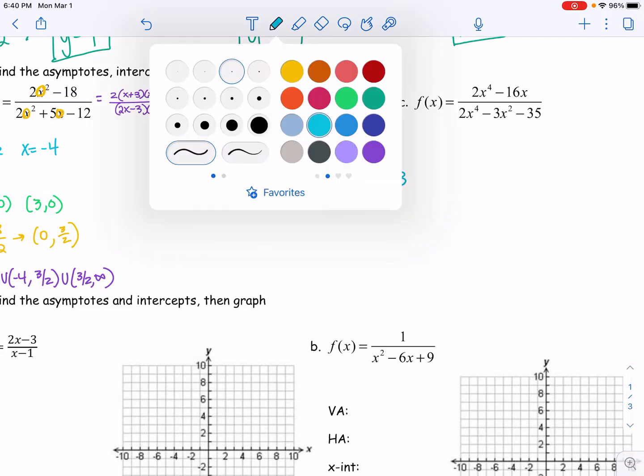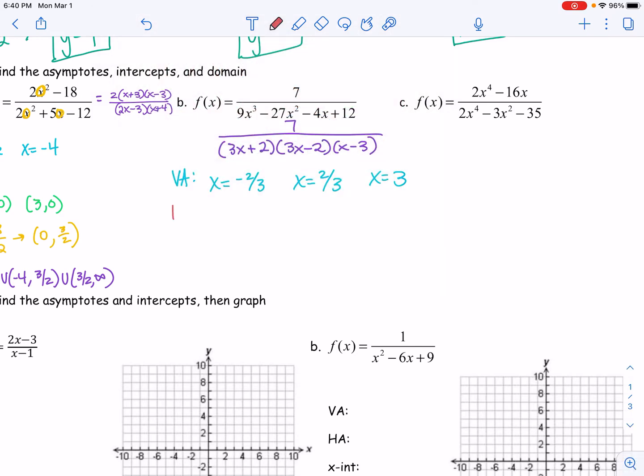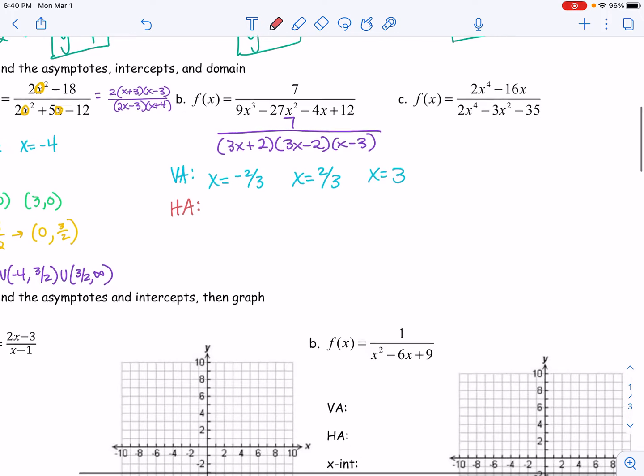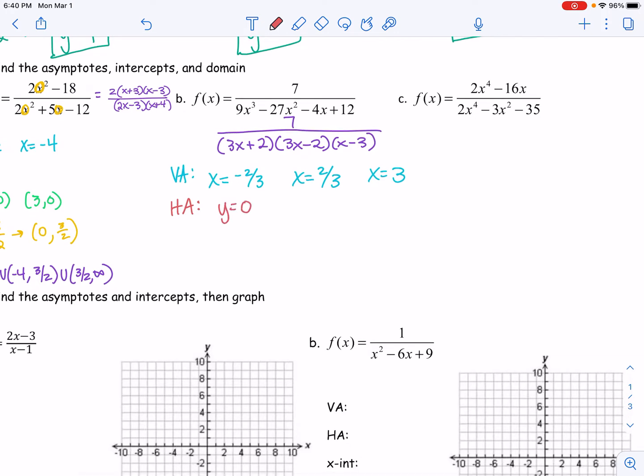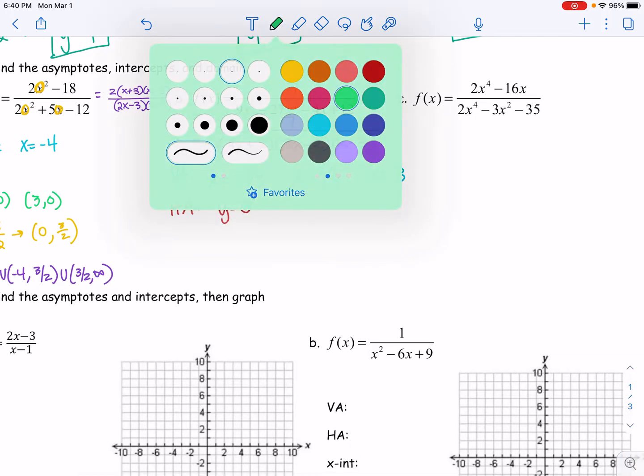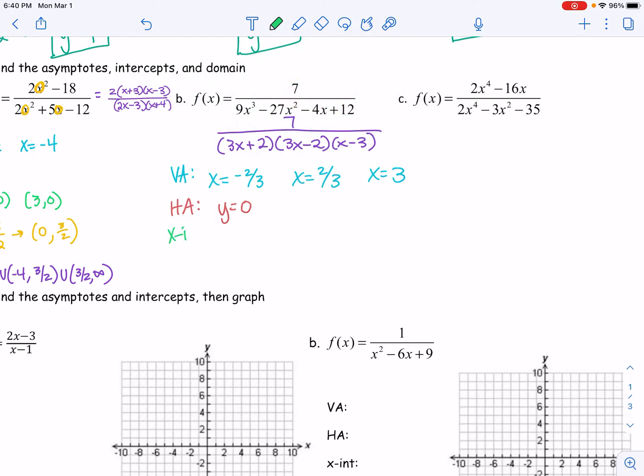Horizontal asymptotes. We are comparing the degrees of the top and the bottom. The degree of the top is technically 0, and the degree of the bottom is 3. So that clearly means it's bottom heavy, so y equals 0. Then I'm going to go to my x-intercepts. So I'm setting my numerator equal to 0. Well, 7 doesn't equal 0, therefore there are no x-intercepts.